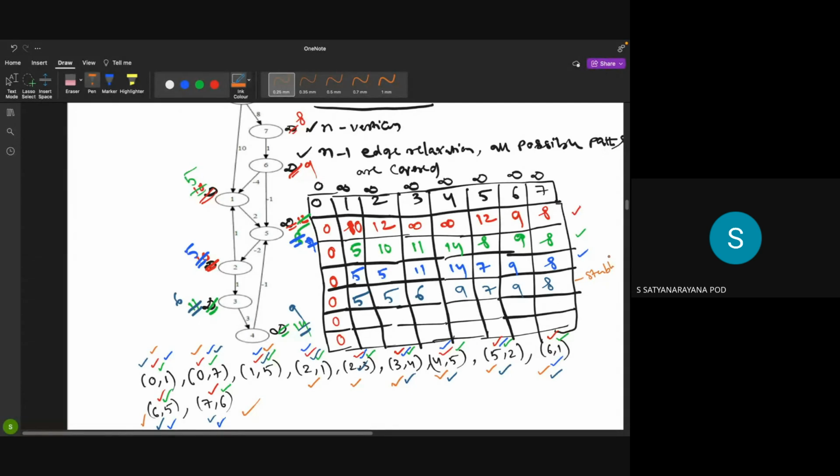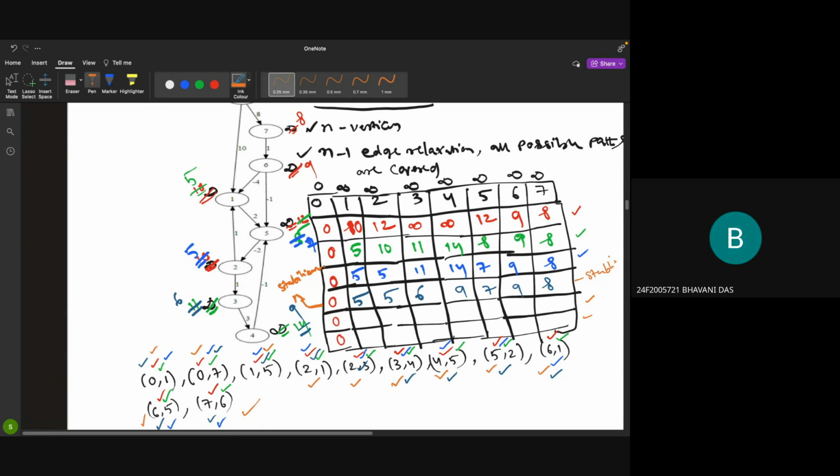Even if you run it 2 more times, maybe n minus 1 times, these values are stabilized because the graph has negative edges but no negative cycles. Hope you understand. Is it clear? Yes, sir.